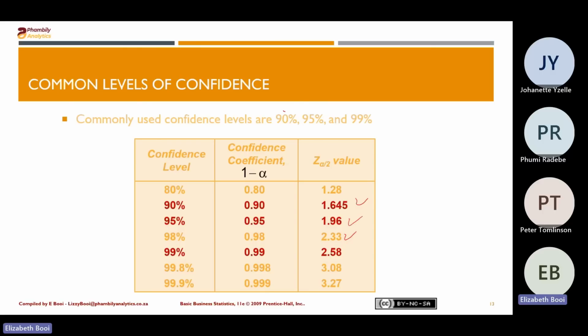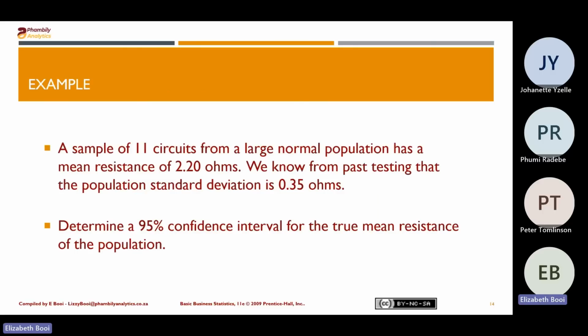Okay, so let's use this in an example. A sample of 11 circuits from a normal population has a mean resistance of 2.2. We know from past testing that the population standard deviation is 0.35. Determine a 95% confidence interval for the true mean resistance of this population.